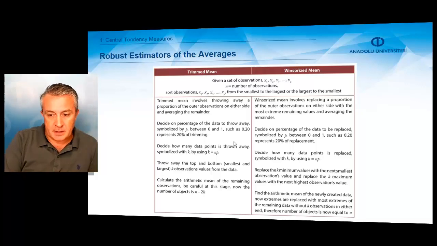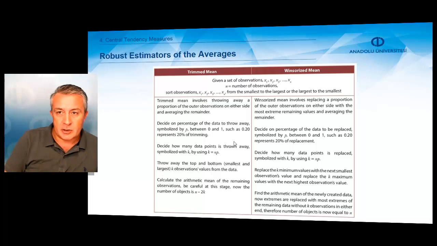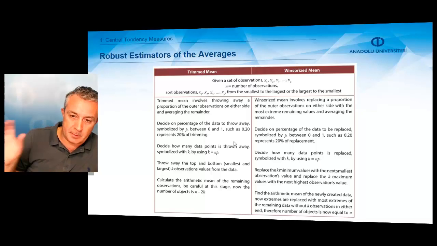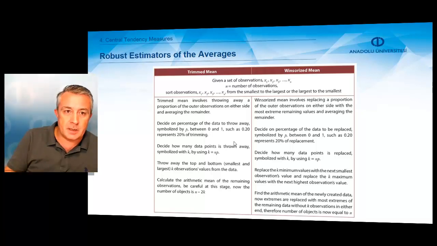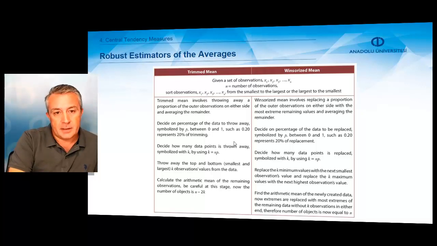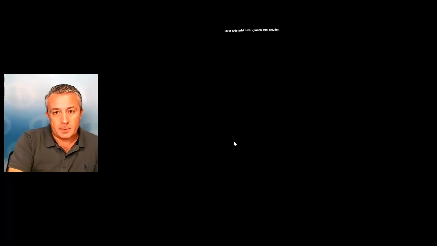In the winsorized mean, we have the same approach, but rather than throwing away our observations, the observations on the left-hand side, or the minimum and maximum side of the data, are replaced by the numbers next to them respectively, and we find our new data set and calculate the mean as in the arithmetic mean.